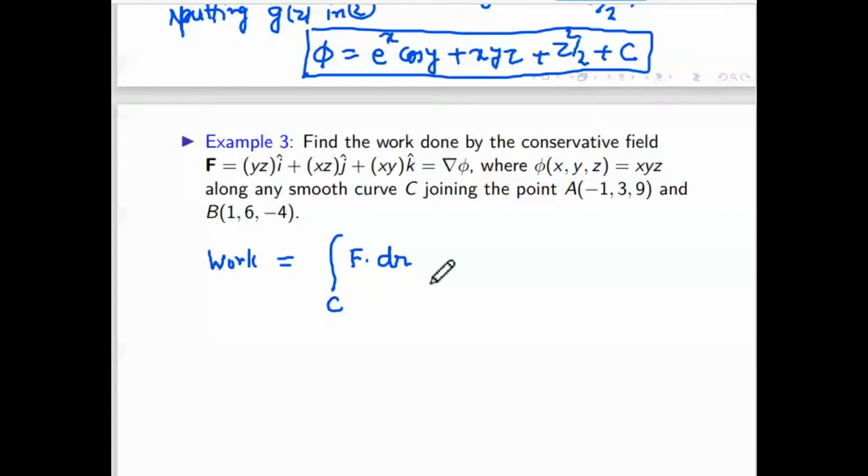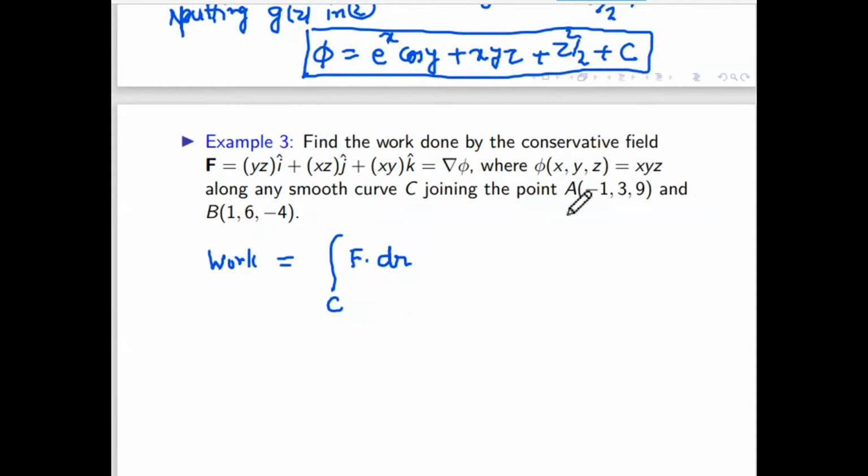So here we have to calculate the work done, and the curve C is given, joining point A to point B, and it is also given that this field is conservative; its potential function is also given. Once the field is conservative, the definition says it doesn't depend on path. Whatever curve you join from A to B, even a straight line or any curve, the integration will remain the same. So here the curve and its parameterization are not required because it is a conservative field.